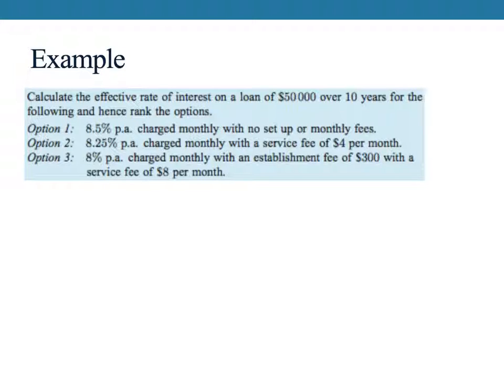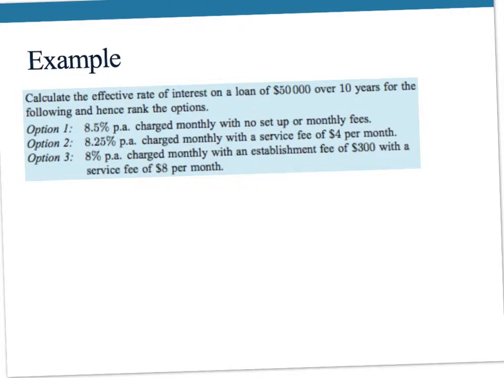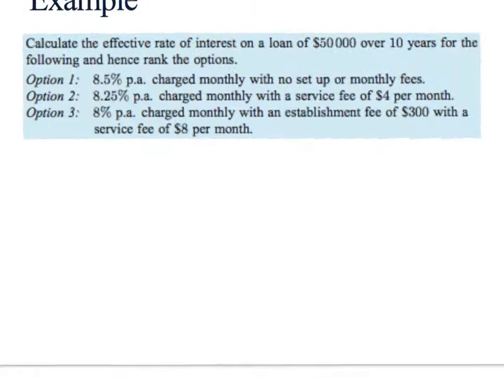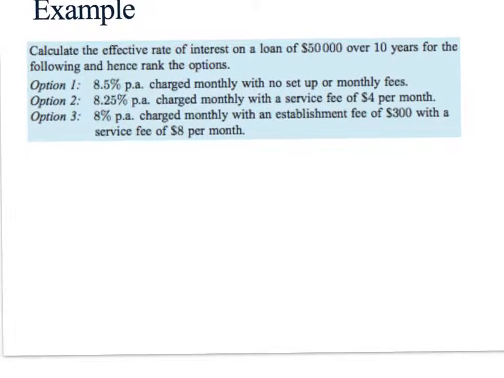Okay, so the example is to calculate the effective rate of interest on a loan of $50,000 over 10 years for 3 different options, all right? Some of them are easier than others, but they all tend to follow the same process, which is nice. So let's make some space to do it. Okay, so starting with option 1.